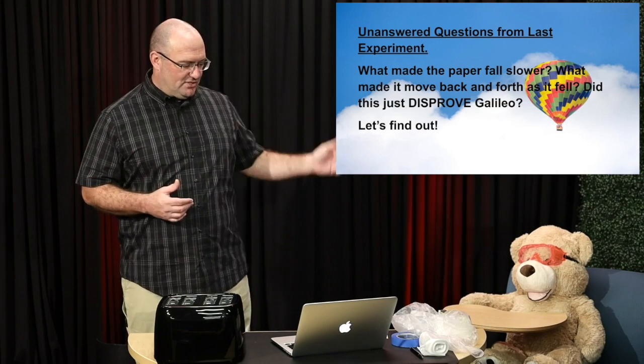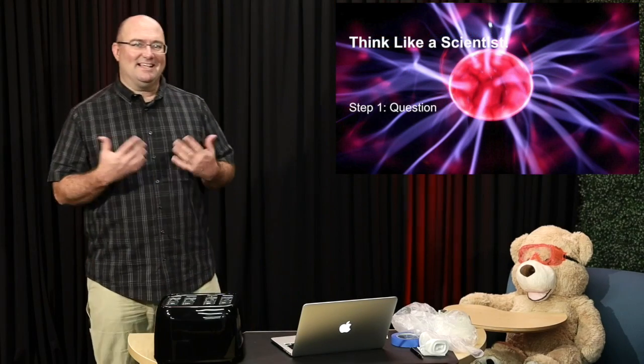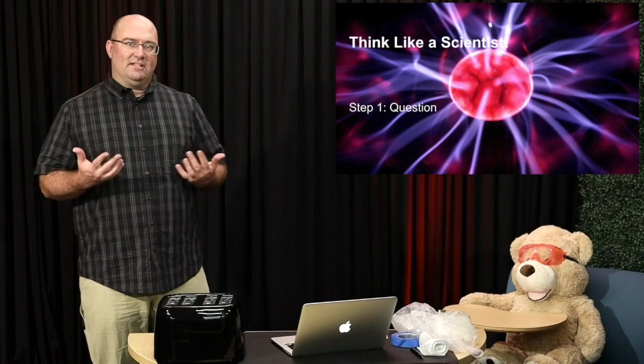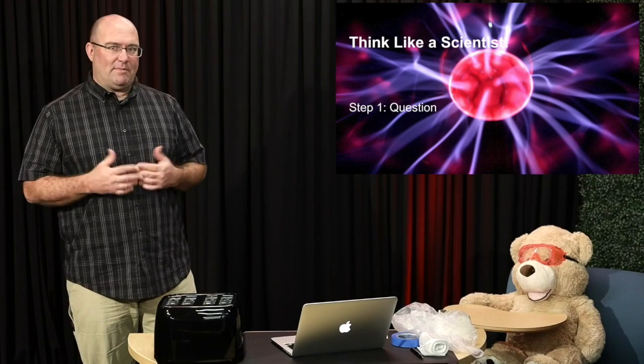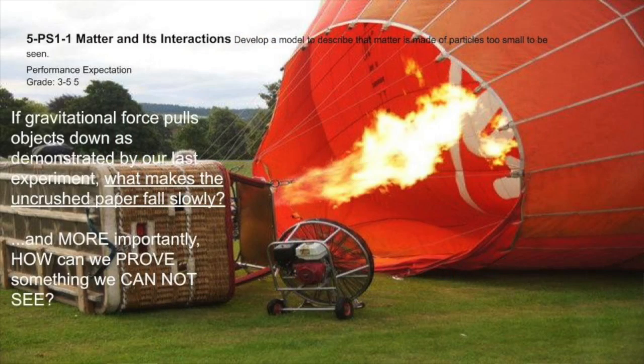So here's some of our questions. And today we're going to be thinking like a scientist once again. And the first thing that scientists do is come up with a question and come up with something that they're trying to figure out. So in this picture right here of the hot air balloon with the flame, we had, just a quick reminder, if a gravitational force pulls objects down, as demonstrated by our last experiment, what makes the uncrushed paper fall slowly?